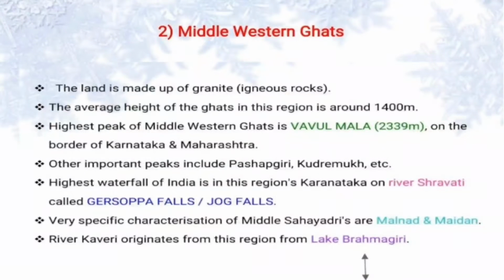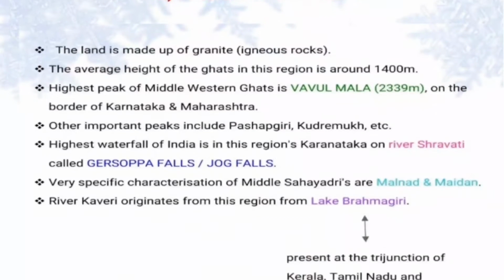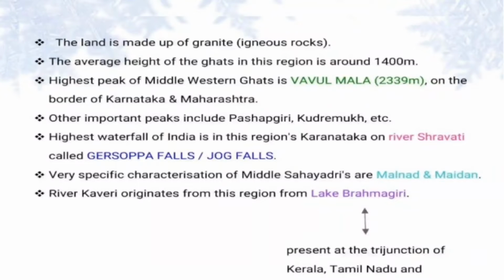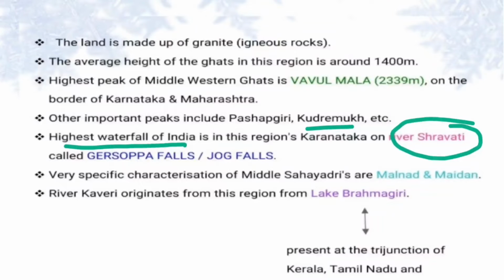The other important peaks of the Middle Western Ghats are the Pushpagiri and the Kudremukh, and the highest waterfall of India lies in the Middle Western Ghats region, on the river Sharavati. And what is that waterfall called? The Gersoppa Falls, or locally we call it the Jog Falls.